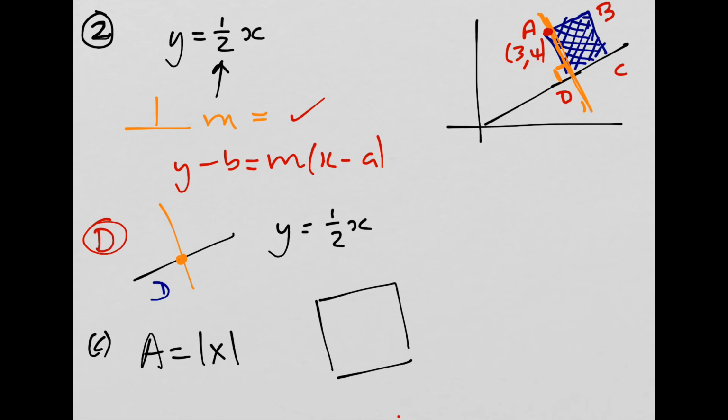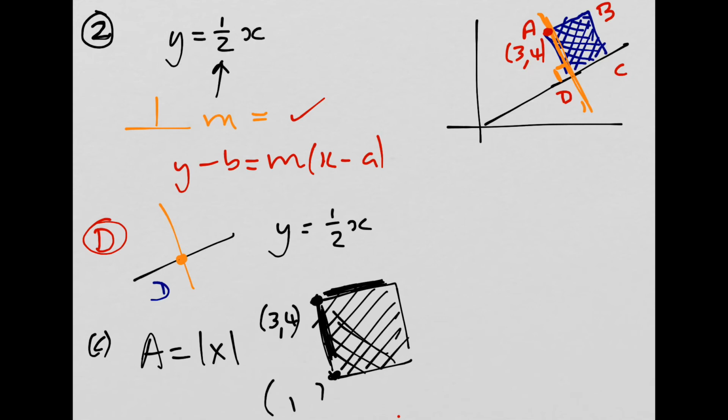Okay, here's your square. Now we know what the coordinates of A are. We're told that in the question, 3, 4. We know what the coordinates of D are. We've just worked them out. So if you do the distance formula, that will tell you the length of that side. Once you know the length of that side, just multiply it by itself, length times breadth, and that will tell you the area that you're needing to find in the middle there.